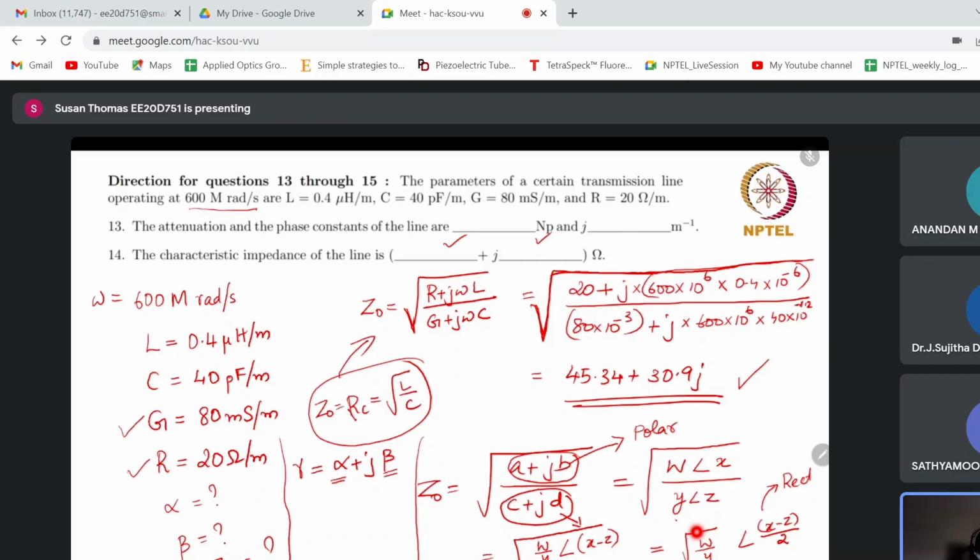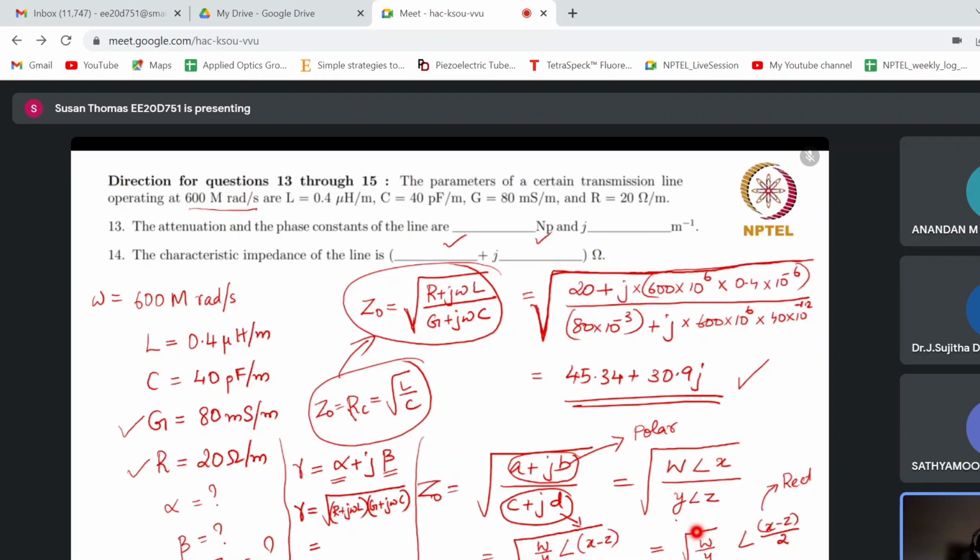As we said, Z naught is equal to root of R plus j omega L by G plus j omega C. You can write gamma, the propagation constant, as root of R plus j omega L into G plus j omega C. Once you calculate gamma in rectangular form, the real part will be alpha, the attenuation constant, and the imaginary part will be beta, the phase constant.